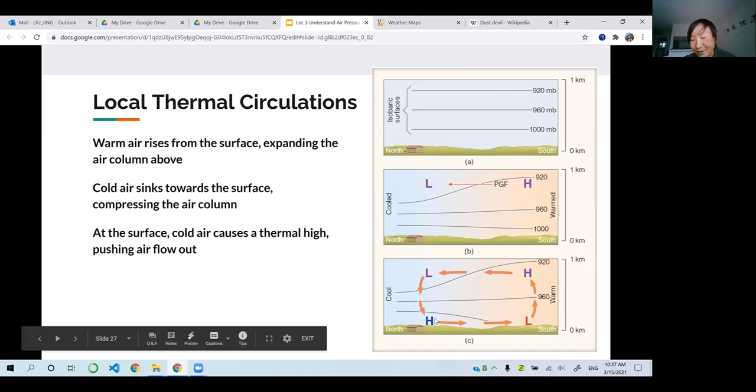But at the ground level, it's the opposite because the air is sinking, it's descending. Relatively, you have a high pressure here, but low pressure down here. Right? Okay, so air blows this way. Okay?